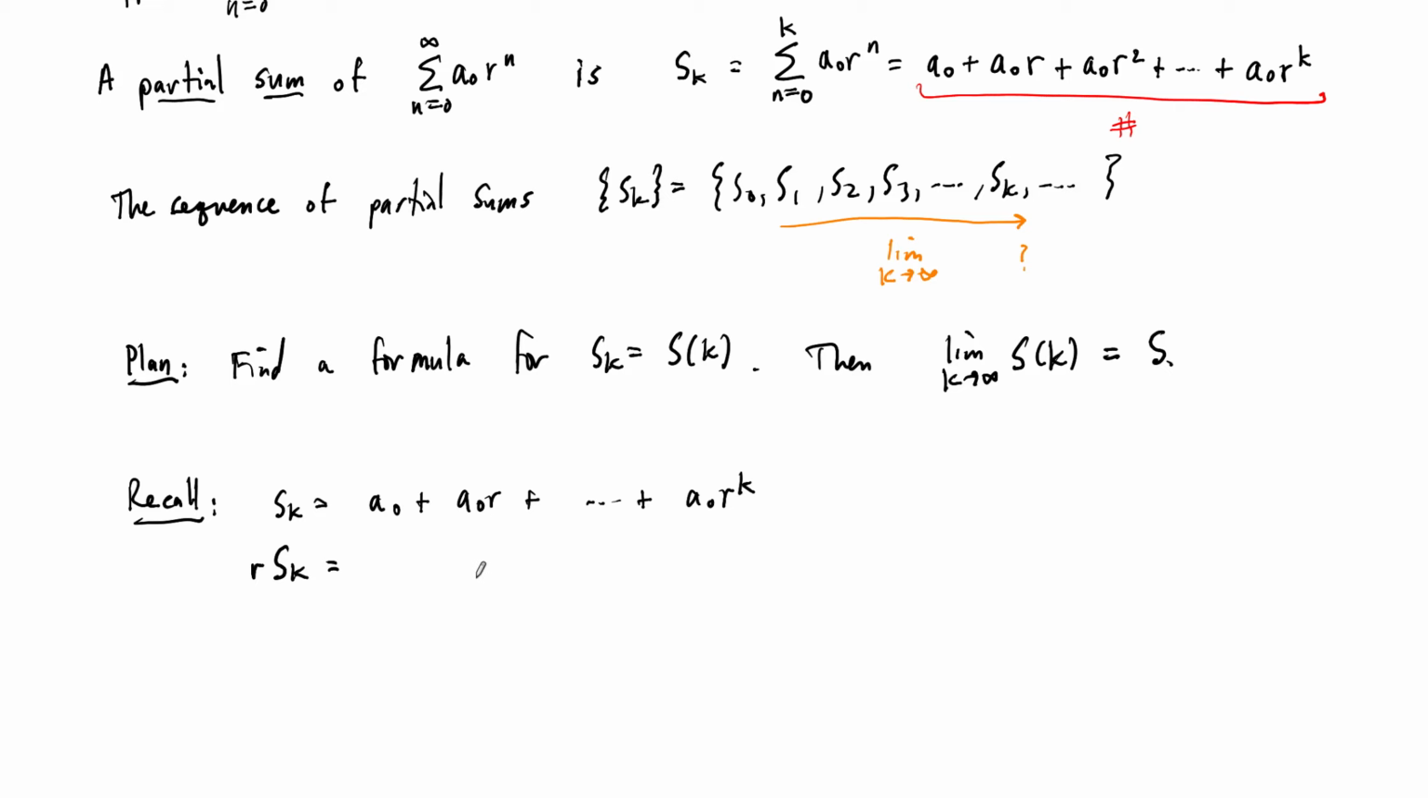So the first term in this one is going to be a naught times r. The second term is going to be a naught r squared, right? And then these are going to add up, and then the next one here is going to be a naught r to the k. But there's going to be one more, right? There's going to be one where this a naught r to the k was actually multiplied by another r. And so we can line these up like this. And at this point, I want to subtract these two, so subtract these two term by term.